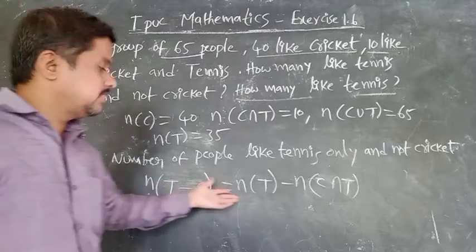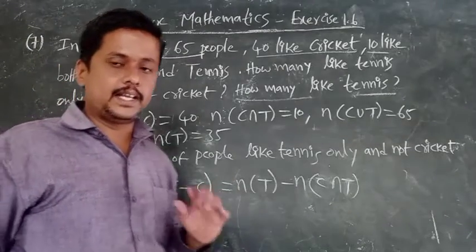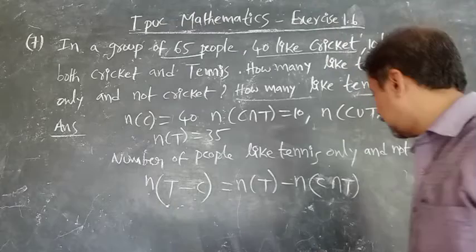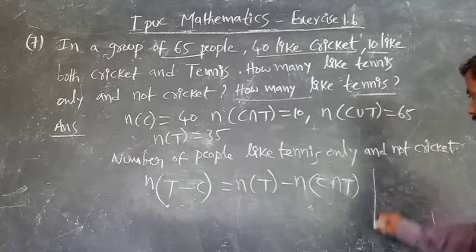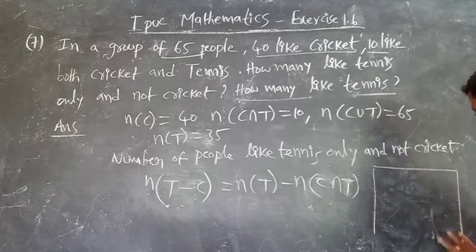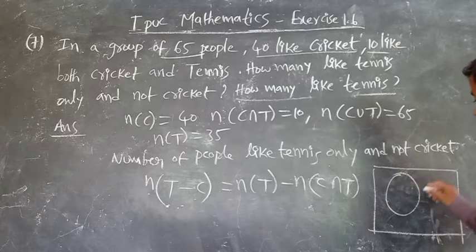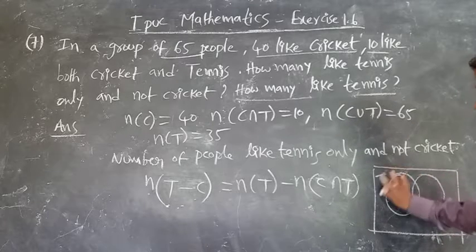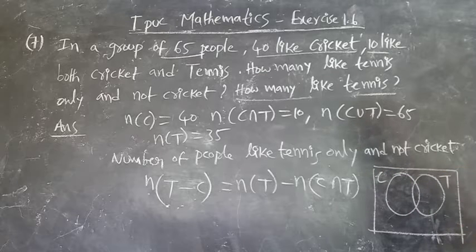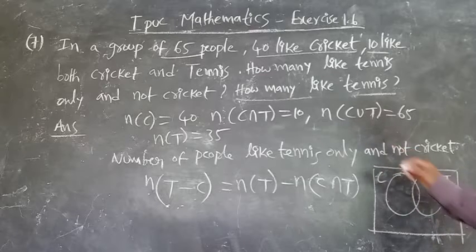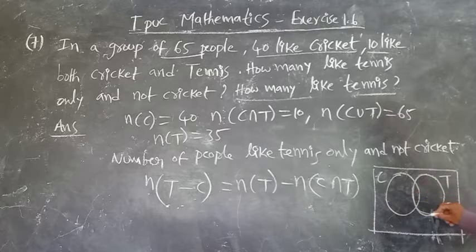Did you understand this, sir? See, I will explain with a Venn diagram. Let us take a Venn diagram like this. This is C, this is T. So n of T means what? This whole thing is called n of T.